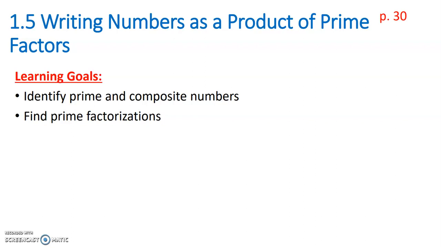This lesson is 1.5, writing numbers as a product of prime factors. Today we're going to learn about the difference between prime and composite numbers, and we're also going to be finding prime factorizations using a method called the factor tree.